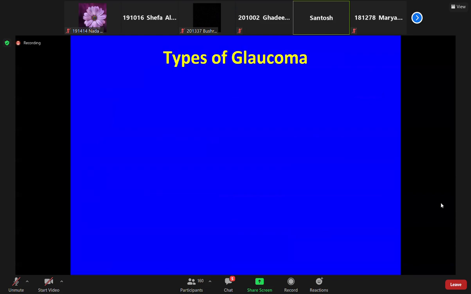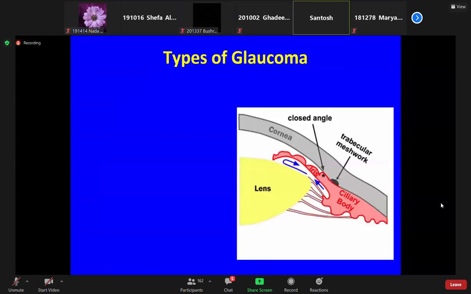Types of glaucoma. How many types of glaucoma are there? Two. Okay, which are? The closed angle and the open angle glaucoma. Good. So, as you said, when you say angle, which angle are you talking about? The angle between the cornea and the iris. Yes, so there's an angle formed between the cornea and iris.